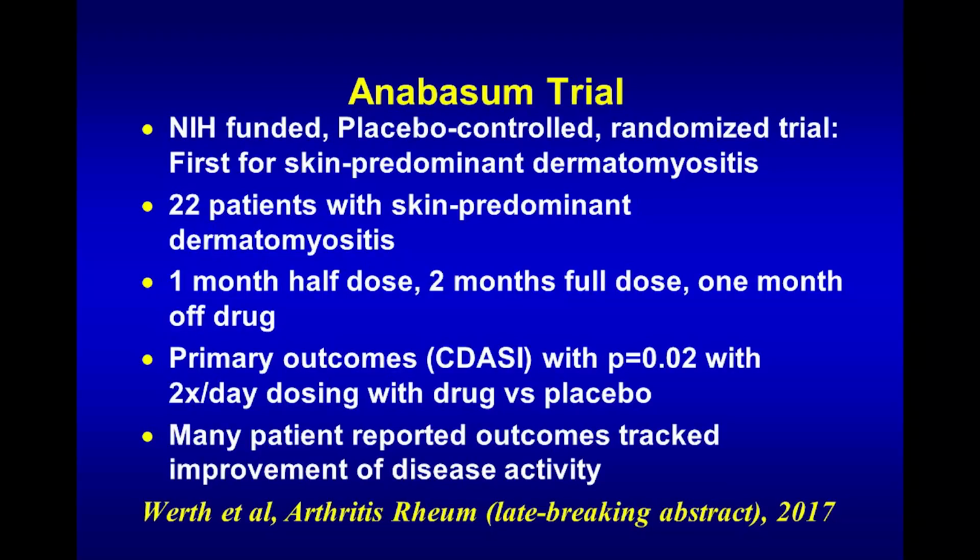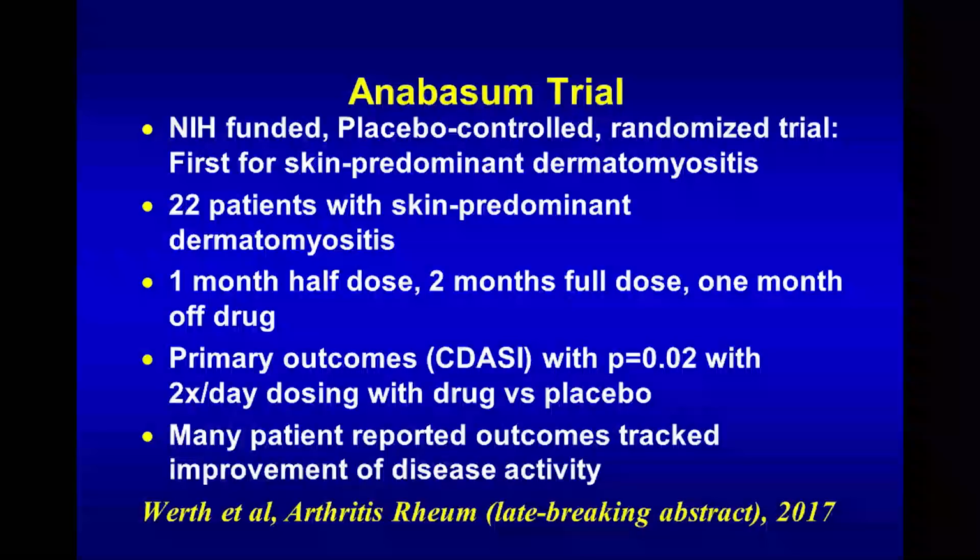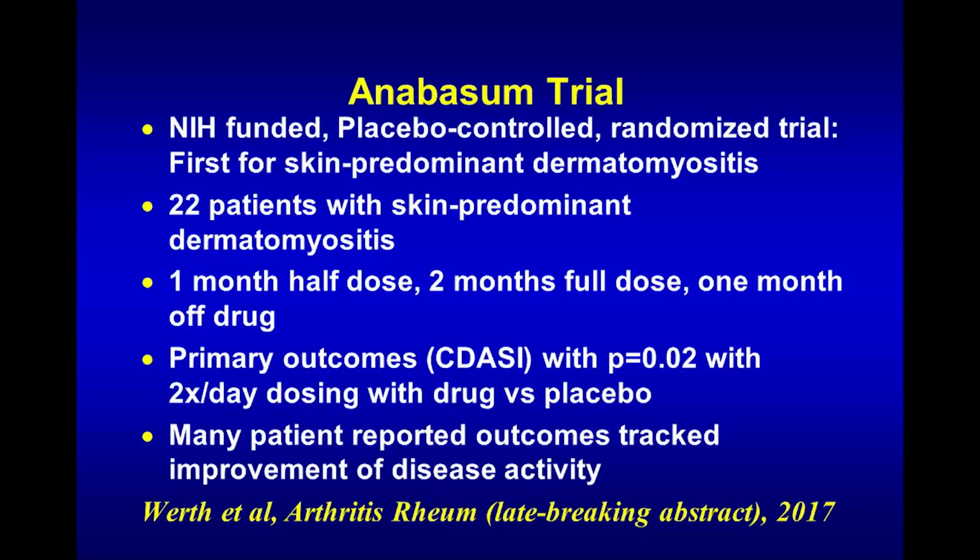We enrolled 22 patients at our site, and they got a month of half dose, 2 months of full dose, and then a month off drug. So a very short trial. And as opposed to many of the more systemic disease trials, which have to go on for a long time, like a year to show differences, the skin can be a very nice window into seeing a quicker response. And so they only had 2 months of full drug.